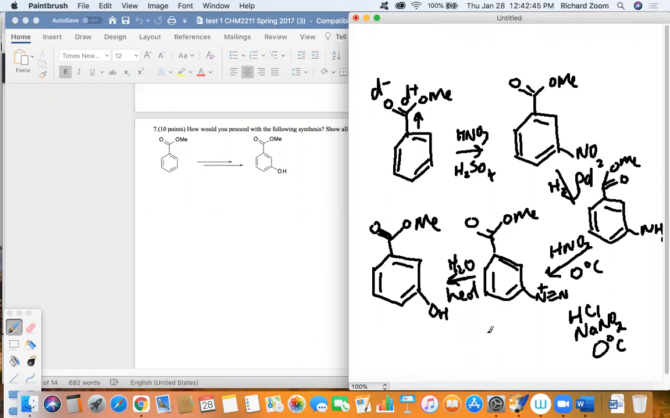Dr. Musgrave? Yeah. After we've connected the NH2, we have the HNO2 and the 0 degrees, and down below it you have HCl and then NaNO2 at 0 degrees. Is that in the same process? Yeah, that could be what you might see there instead of HNO2 and 0 degrees Celsius. Okay. You can see it either way.